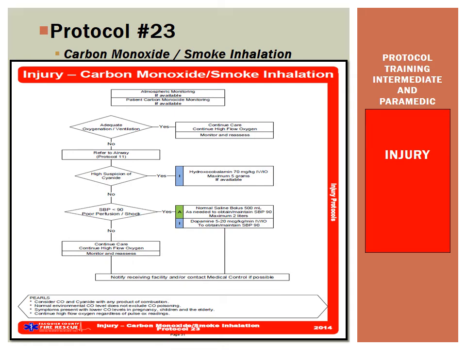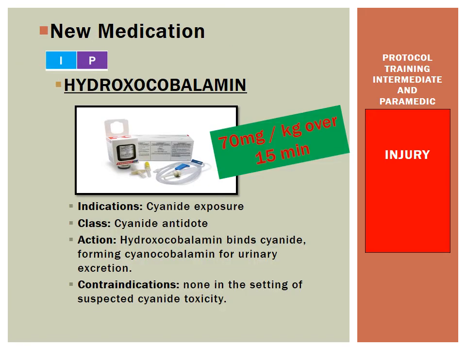Okay, Protocol 23 is a new protocol here. It's a carbon monoxide smoke inhalation protocol. And we do have a new medication for our IMP level providers. Hydroxycobalamin is given for cyanide exposure. Let's talk about hydroxycobalamin. Your dose is 70 milligrams per kilogram over 15 minutes. Indications are cyanide exposure. This is the antidote to cyanide poisoning. Hydroxycobalamin works by binding cyanide and forming cyanocobalamin for urinary excretion. Contraindications to administration of hydroxycobalamin is none in the settings of suspected cyanide toxicity.